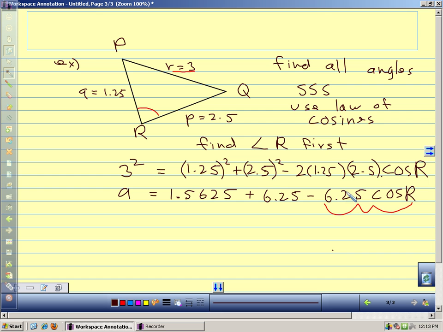Is A supposed to be 3 squared? This is 9. Sorry, that's a 9. Got it. Okay. Now I'm going to combine these.